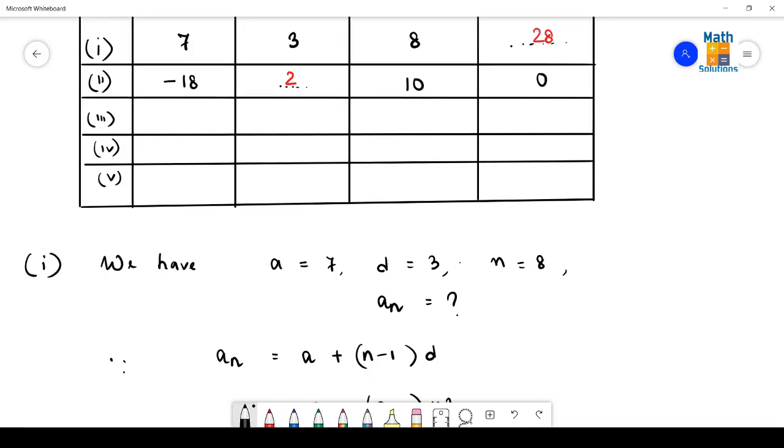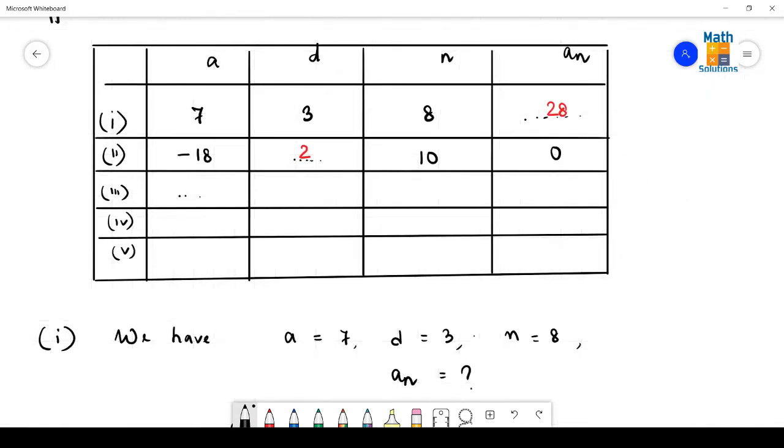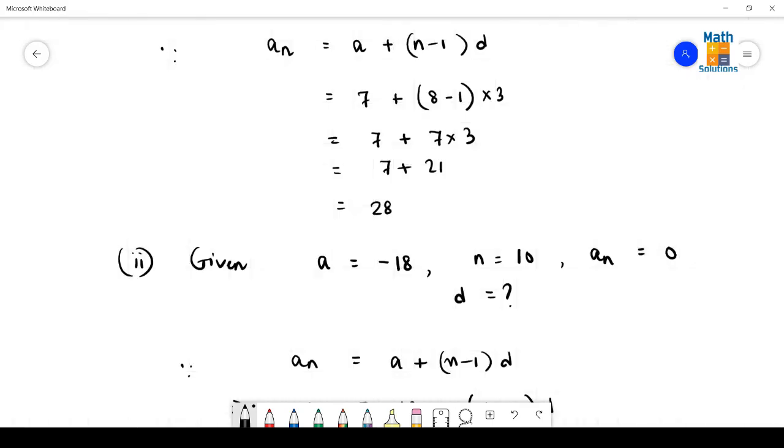Then coming to the next question. In the next question, the first place is empty. That means a is not given. d is given to be -3. n is given to be 18. a_n is given to be -5. So let's find out what is a. Same formula, same format we shall be using here.